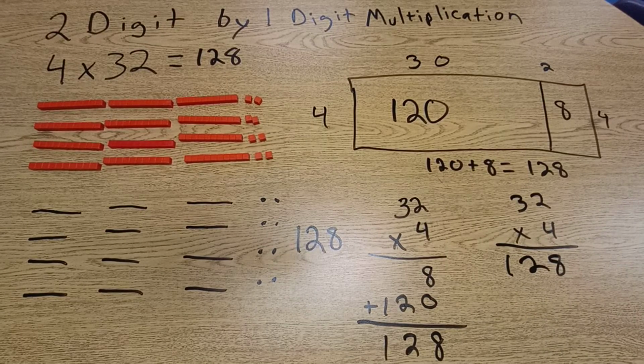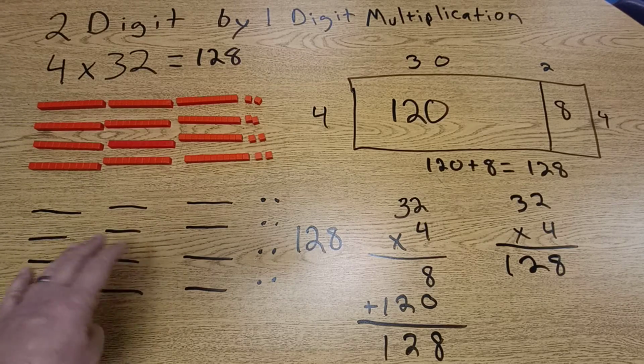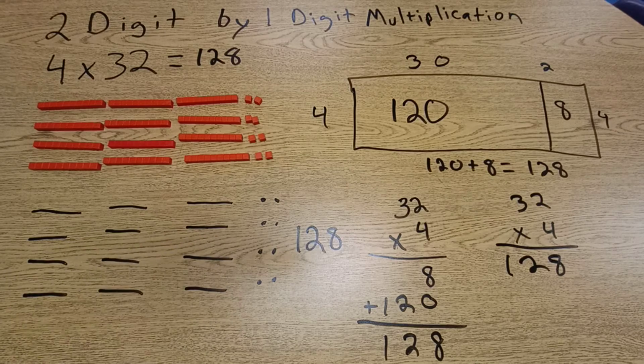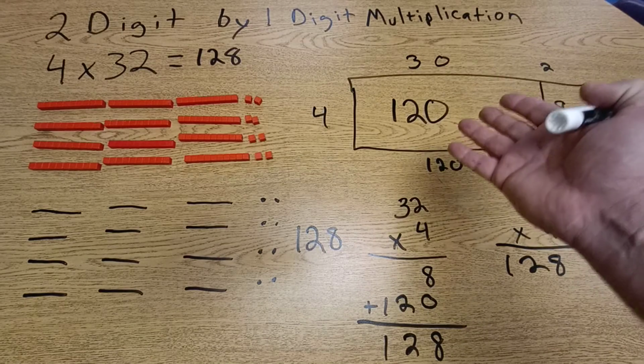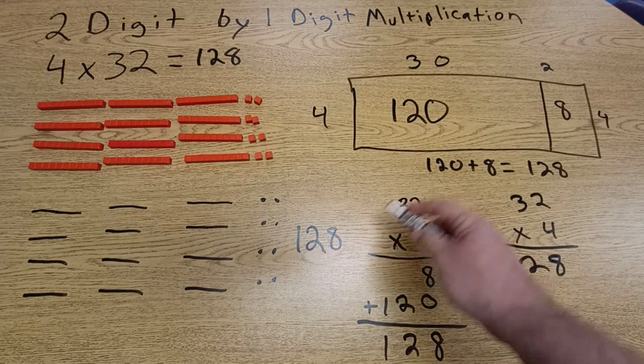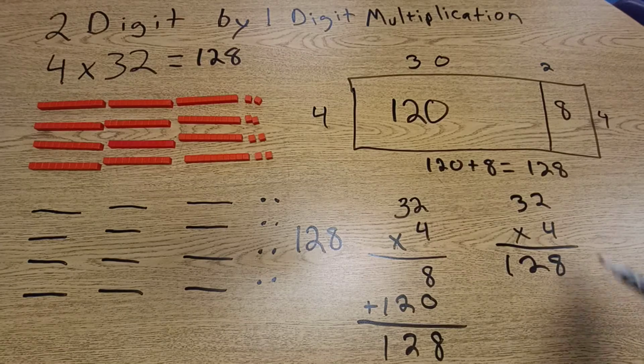So we showed it multiple different ways here. We did the concrete, which is using base 10 blocks. We did a little bit more abstract pictorial model, which is drawing base 10 blocks. We did the area model, which is also sometimes called partial product. We did the actual partial product right here, and this is the standard algorithm way of multiplying a 2-digit by 1-digit multiplication problem.